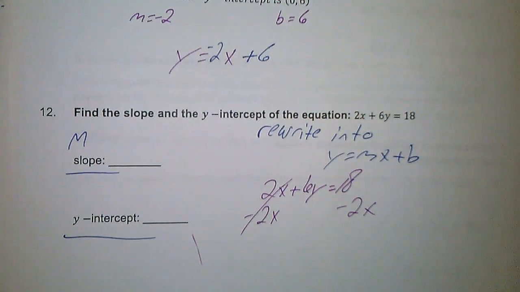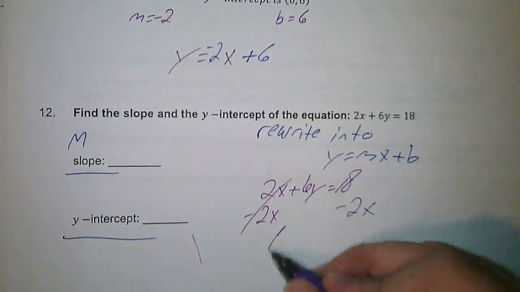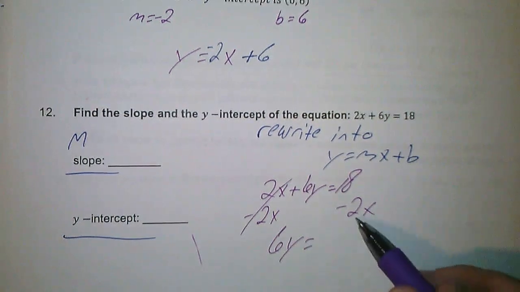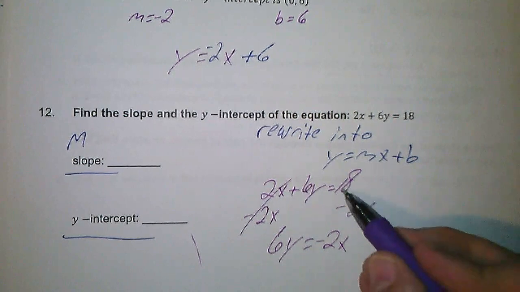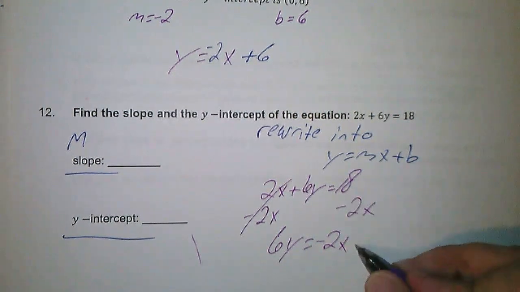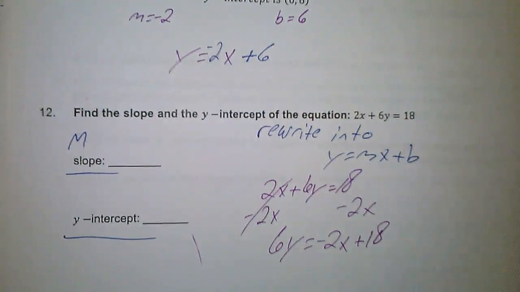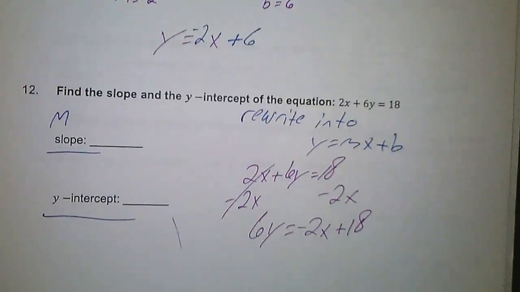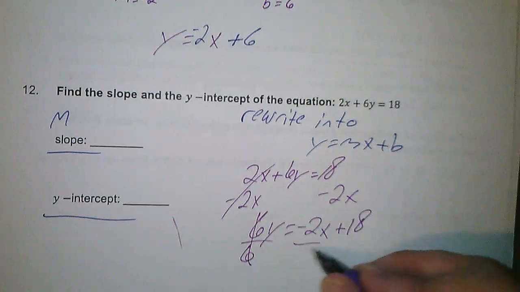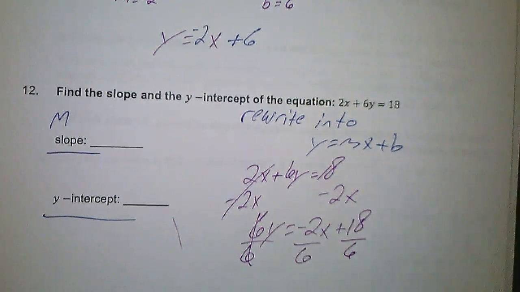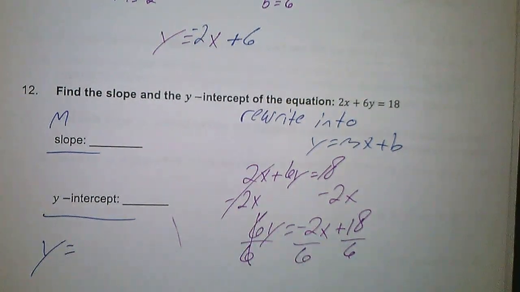So I subtract 2x from both sides. I'm going to put my x term and then the constant of 18, so -2x plus 18. And now I divide everything by 6. So now y is by itself.